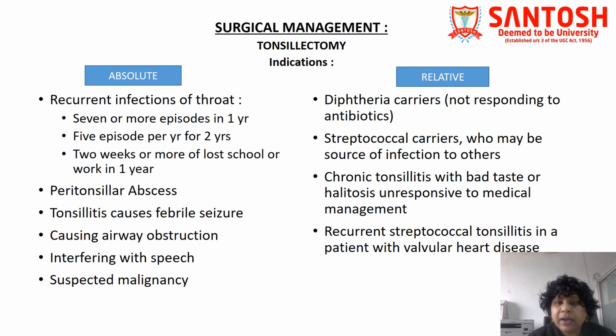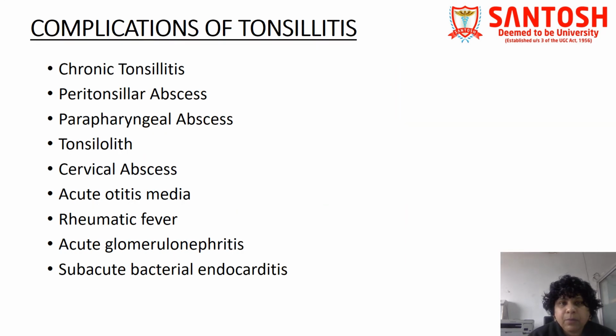Now, the relative ones are the diphtheria carriers not responding to antibiotics, streptococcal carriers who may be the source of infection to others, chronic tonsillitis with bad taste or halitosis, unresponsiveness to medical management, recurrent streptococcal tonsillitis in a patient with valvular heart disease. What are the complications?